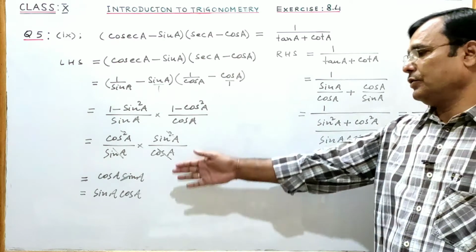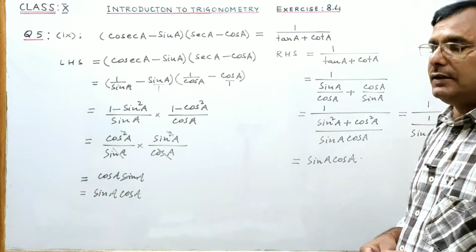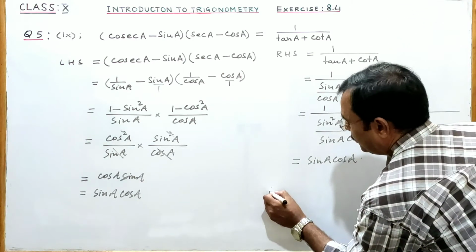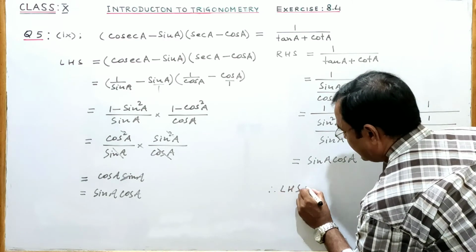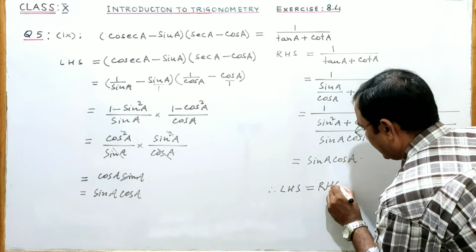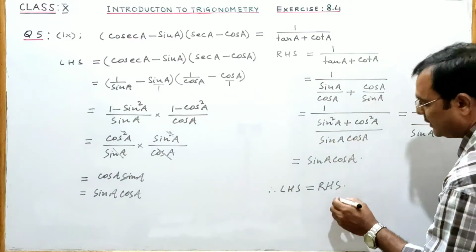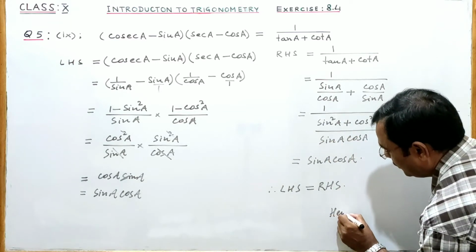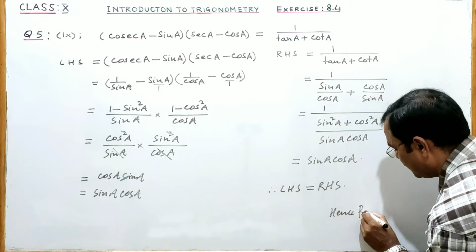Left hand side also we got the same result, sin a into cos a. So therefore we can write left hand side is equal to right hand side, and this way this identity is proved. So hence proved.